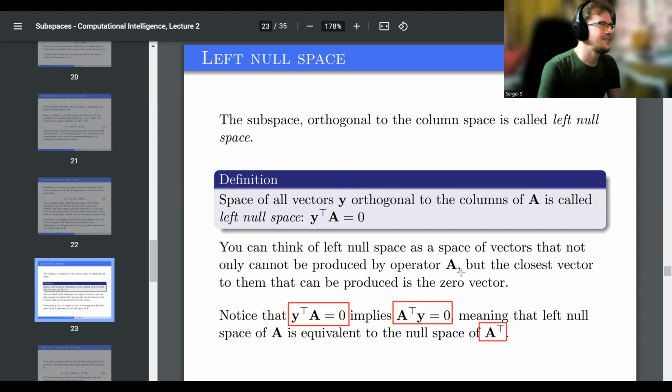This is equal to 0. We're just talking about the null space of the transpose matrix, and it is exactly the same as the left null space of the original matrix. So we see there are connections between the fundamental subspaces of the transposed matrix and of the matrix.